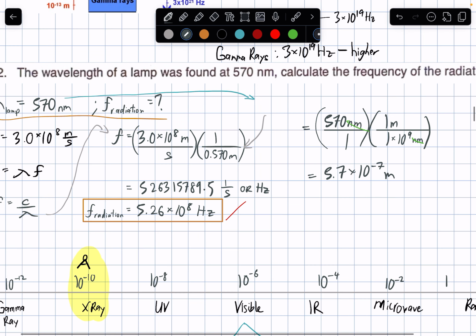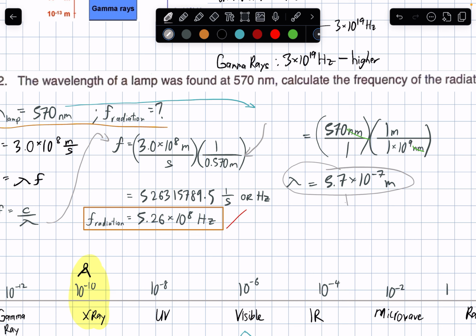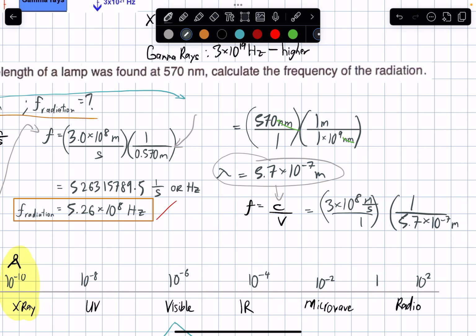And using this as our new wavelength value, let's use the formula. F is equal to C over V. Speed of light is 3 times 10 raised to 8 meters per second divided by, or if you want to reciprocate already to remove the division, it's going to look like this. So 5.7 times 10 raised to negative 7 meters. Meters per second, you can write it like that, yeah.